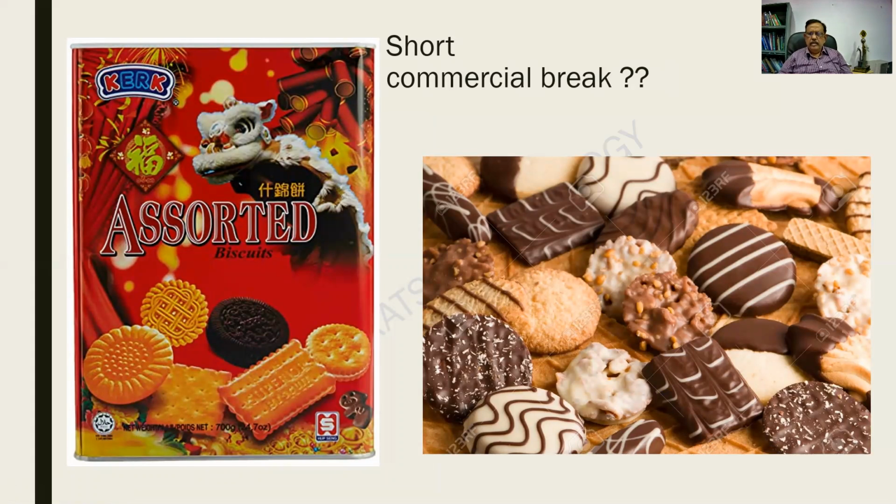So this is a short commercial break. What do I mean by it? And we are seeing these assorted biscuits. Assorted biscuits are these. So look at this one. There is a sweet biscuit, a cream biscuit, a chocolate biscuit, and then some sugar coated biscuits, etc. All are there in the same container. What relevance has it got to our discussion?